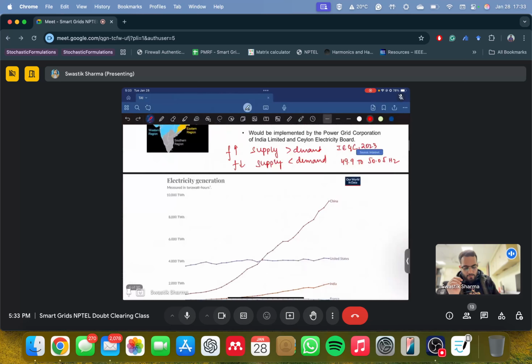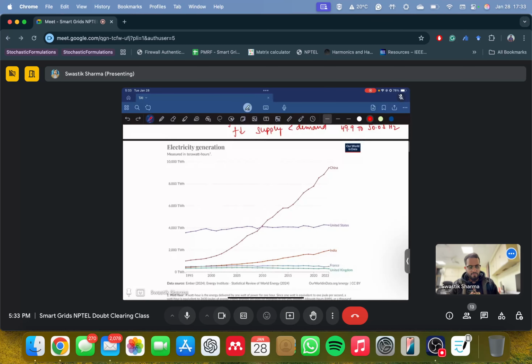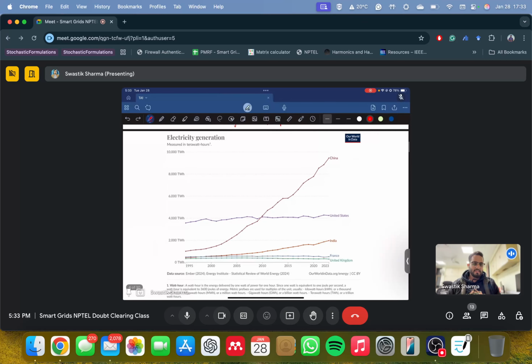So why is that? Why are we keen on pushing for generating more electricity? We want to generate more electricity because electricity is directly linked to the economy, right? If you want your economy to boom, if you want your industries to be facilitated, your EVs that are now coming into the picture, how will they get charged if you don't have enough electricity generation, right?